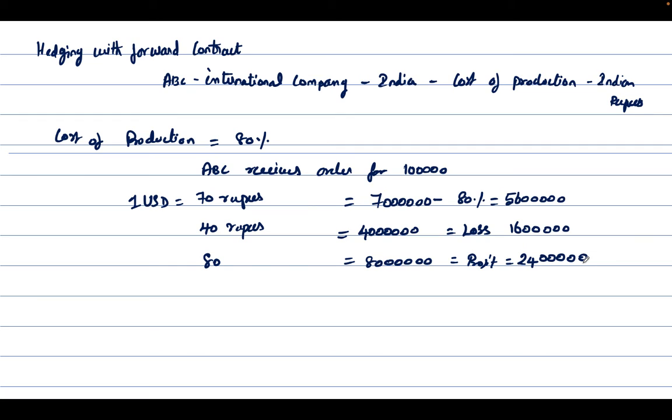Is it clear? Whether it is going to be 40 rupees for $1 or 80 rupees for $1, it doesn't matter. After 6 months, they will surely get 70 rupees per dollar. So this is called hedging. What is going to happen after 6 months, ABC Limited need not bother about it. Next is offsetting the forward contract.